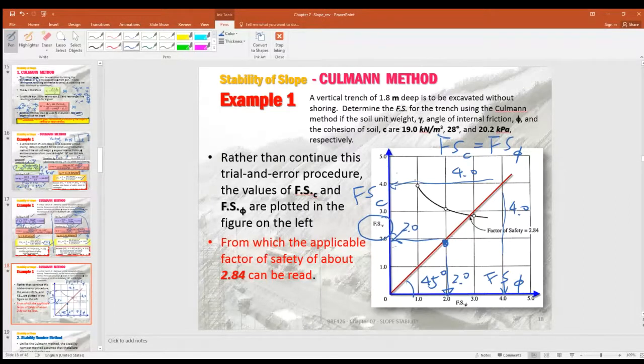If you plot the different factors of safety obtained in several iterations, when you first start with 1.0, it gives you 3 point something. That's the first trial, that's the second trial, and that's the third trial. Then if you draw a curve joining all three points, it should give you 2.84. So that is the answer: 2.84.